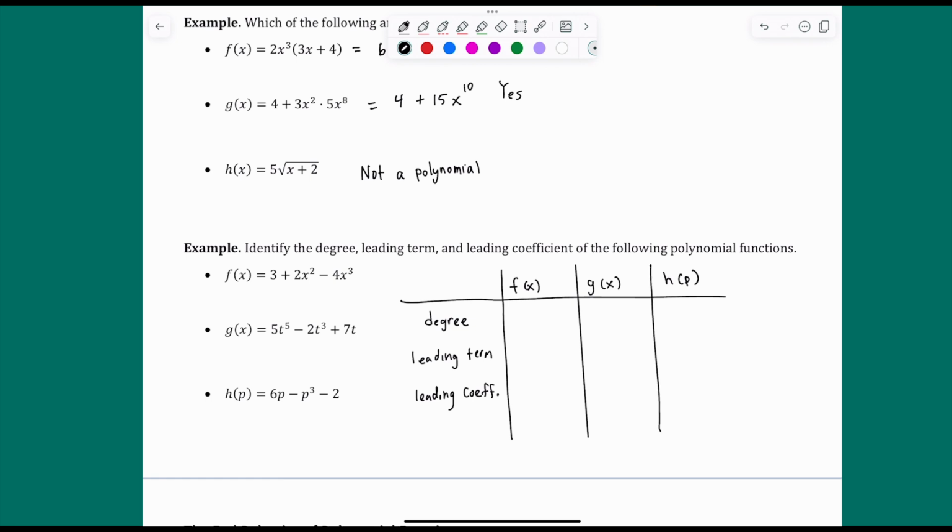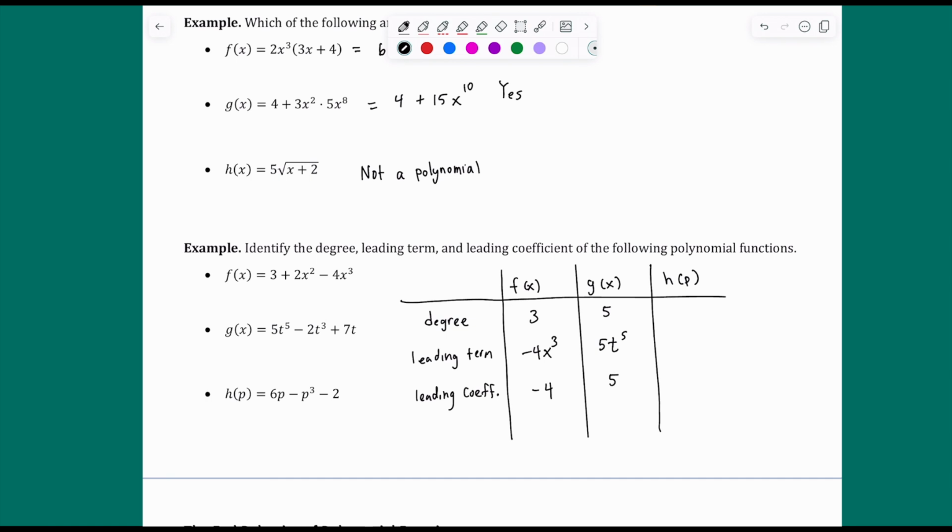So the degree for f of x is the highest exponent. So you can see that f of x is a degree 3 polynomial. The leading term is the negative 4x to the power of 3. And the leading coefficient is negative 4. G of x has a highest exponent of 5, so that makes it a degree 5 polynomial with a leading term of 5t to the 5th and a leading coefficient of 5.